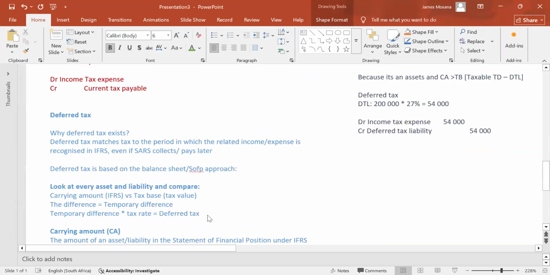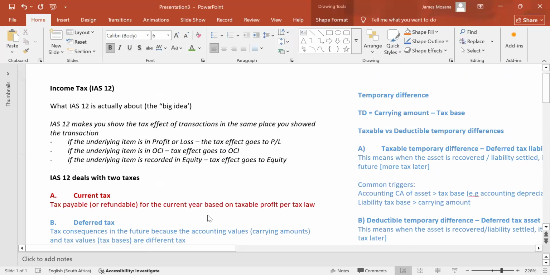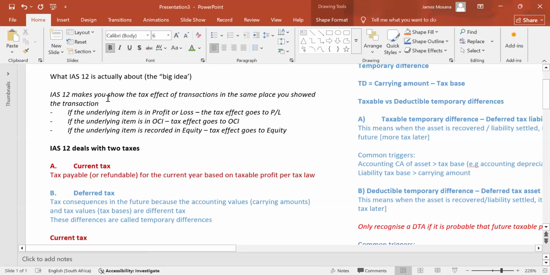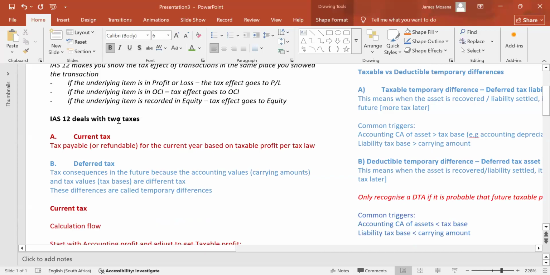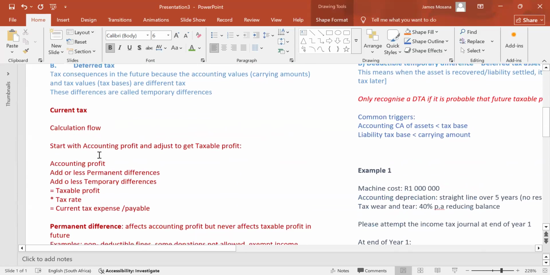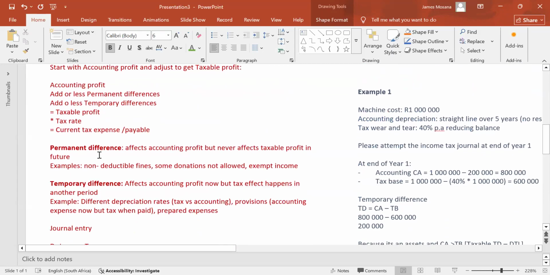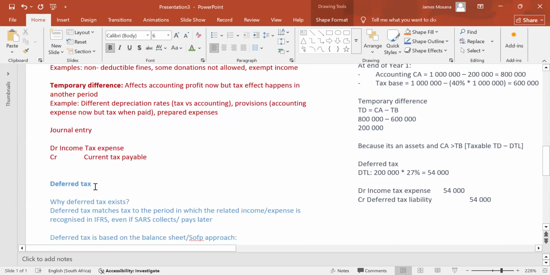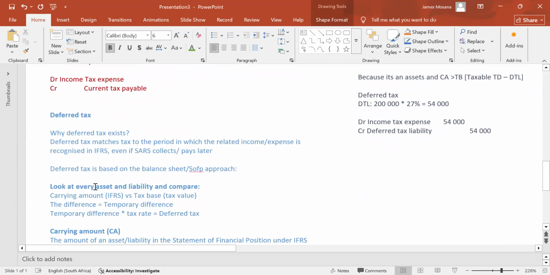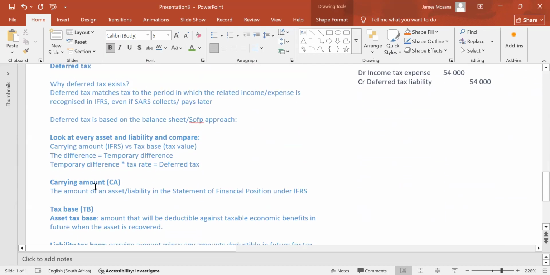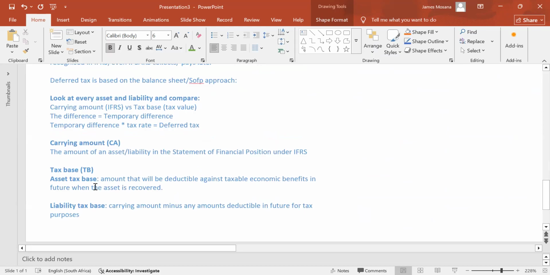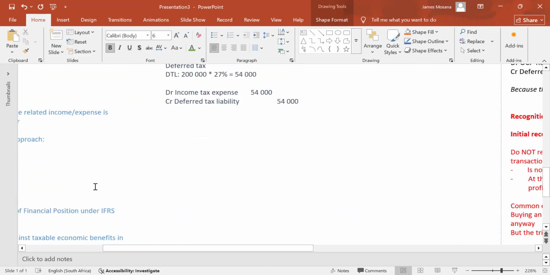Remember, what we have dealt with today is income tax, so IAS 12. IAS 12 has two types of taxes, your current and your deferred tax. We have given the calculation flow of how to get your current tax, and we have explained the difference between the permanent and the temporary differences and how you would do a journal entry. We have discussed what the carrying amount is, what the tax base of an asset is, and what the tax base of a liability is.